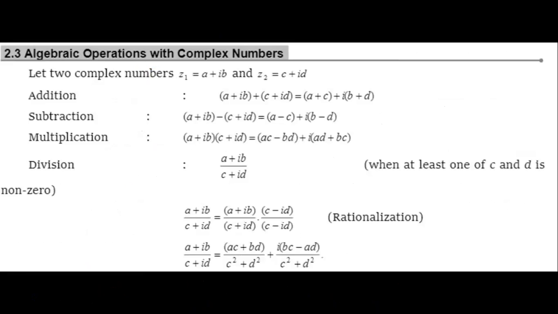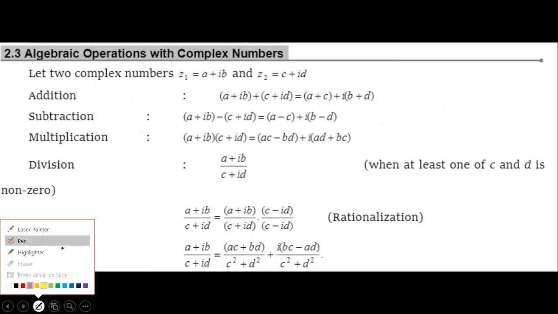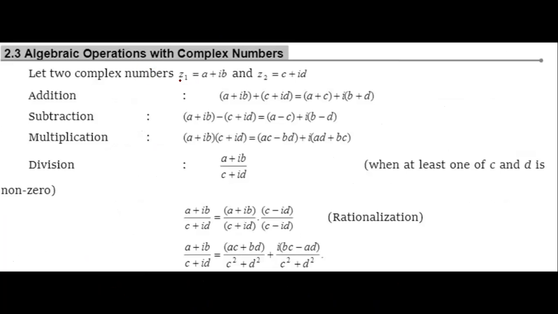Algebraic operations with complex numbers. So choose any two complex numbers. Z1 is equal to a plus ib and Z2 is equal to c plus id. Addition rule, subtraction rule, multiplication rule, see carefully. Like that. The output is that the sum of two complex numbers is also a complex number. That's the meaning. The difference of any two complex numbers is also a complex number.